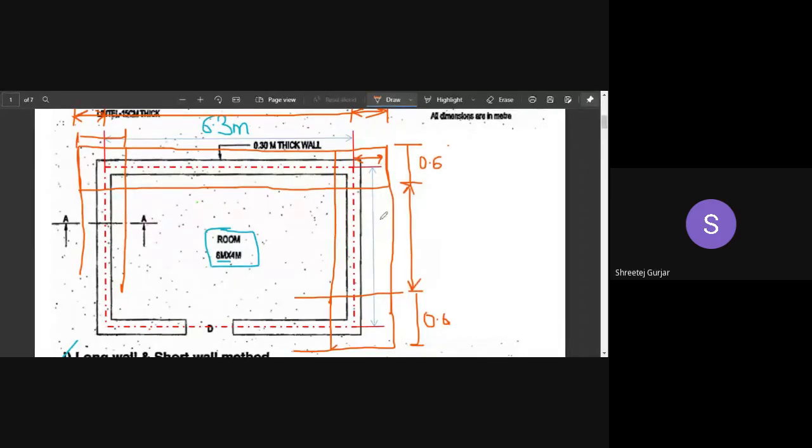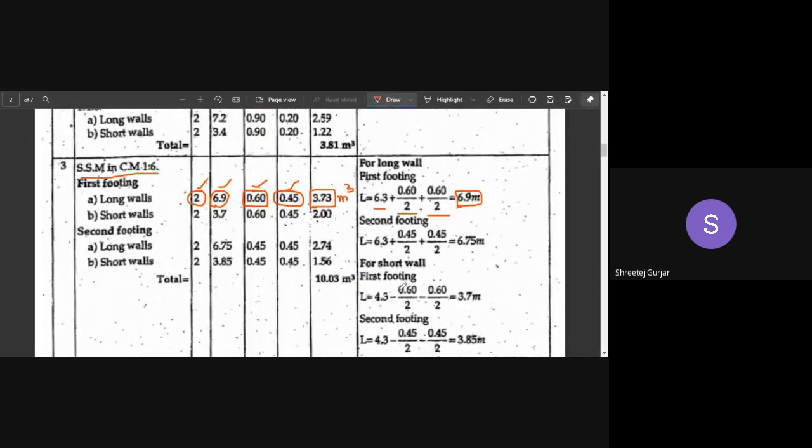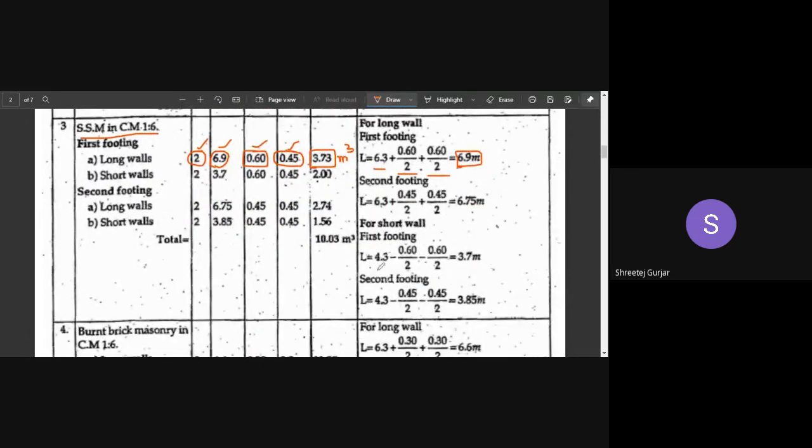This is my short wall length. So I know this is 6.3. This is 4.3, center line from here to here. Blue line, you can see, it is 4.3. So I have to minus from 4.3. I have to minus half here and half here. So it will be 4.3 minus 0.3 minus 0.3, which is 3.7. So that value is written here, 3.7.